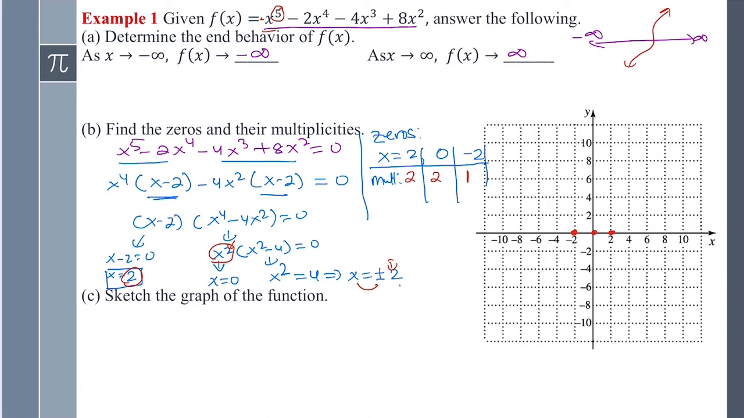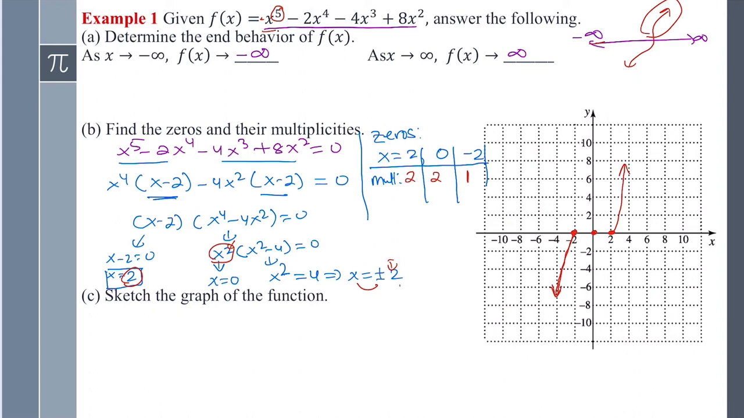Now here we know that as x approaches infinity, the function goes to infinity. So from here the function is going up. And as x approaches negative infinity, the function goes to negative infinity. So from here the function is going down. Again, we are just trying to draw a sketch of the graph. We are not going to draw an exact graph here.